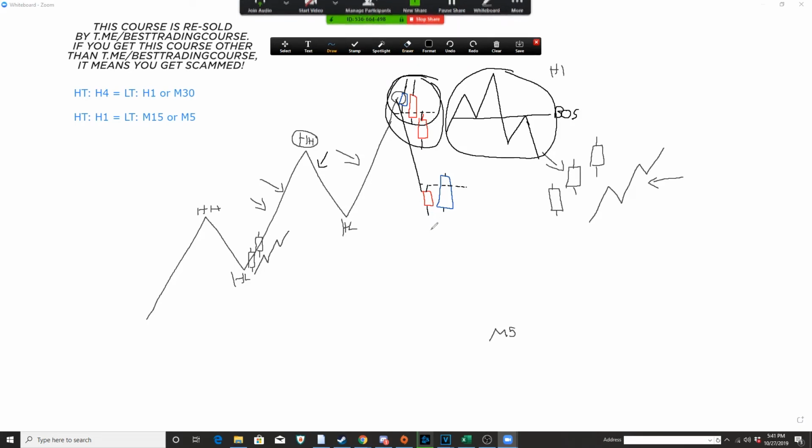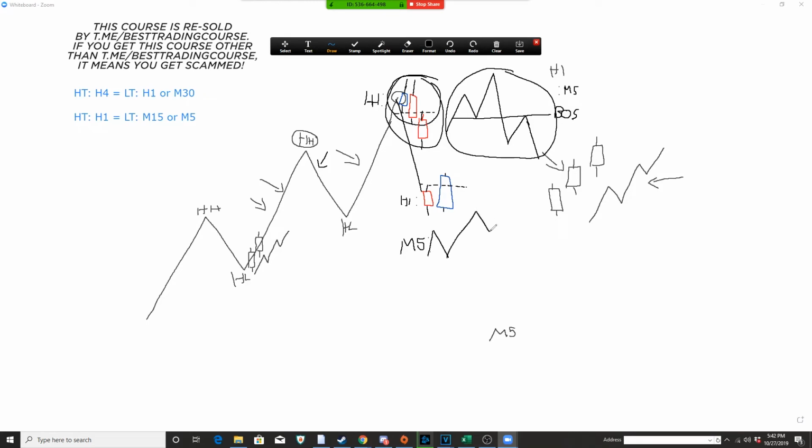So let's grab this. Let's just say this is H1 here. This is going to be M5. This is H1 here. This is going to be M5. Right? So M5 is probably going to look something like this. So again, it's the same kind of structure. Right? Same exact thing happening, just the roles are reversed.